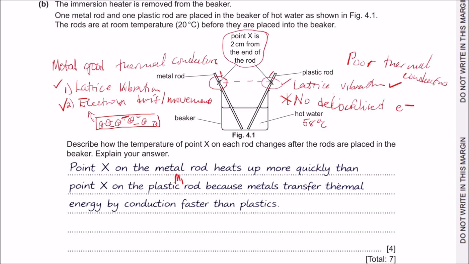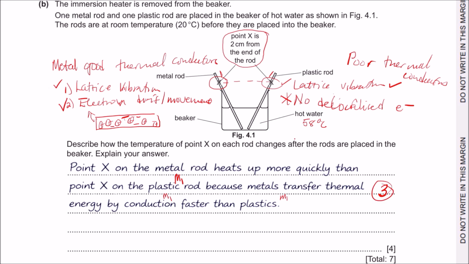Because metals transfer thermal energy by conduction. This is method mark number 2, because I've identified that heat will be moving by conduction. And it's faster in metals than in plastic. So this is method mark number 3. So just this paragraph, I've earned 3 marks out of 4.